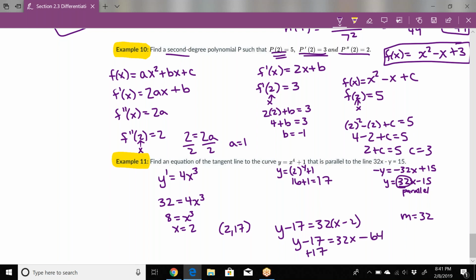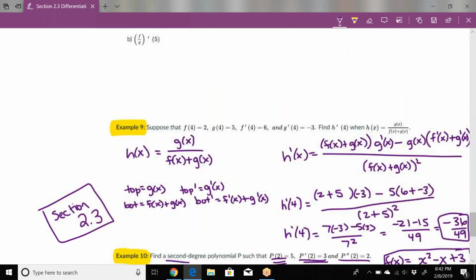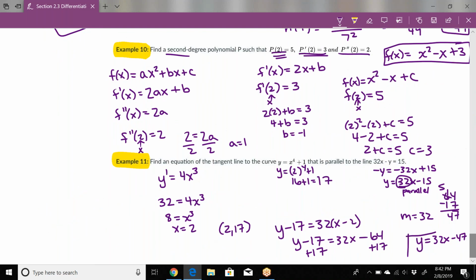We add 17 over. And I don't have a calculator handy, so I'm going to do that by hand. We're actually subtracting the difference. It is going to be 47. So y equals 32x minus 47. Notice that is parallel to this other line. It has the same slope but a different y-intercept. And it is tangent to this curve at the point (2, 17). All right, that's the end of that video.